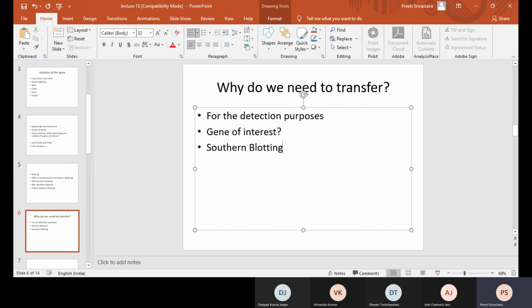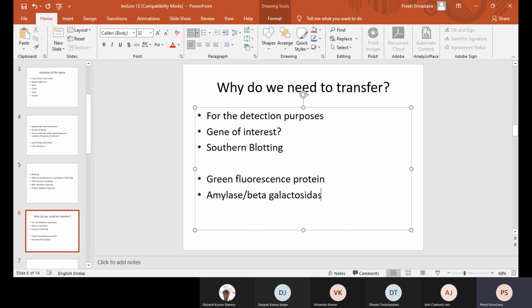The reason we do Southern blotting is to isolate and identify the desired gene which you are looking for, because the strain is not sequenced and you want to identify your desired gene. Just for simplicity, we can take the gene for green fluorescence protein, or you can take another gene, for example the gene for amylase or beta galactosidase. So these are enzymes. You can take any of these genes.